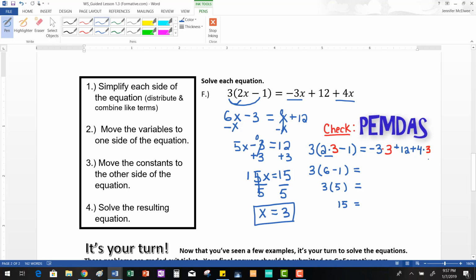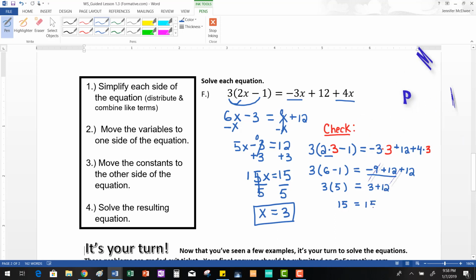All right, so let's simplify on the right-hand side. Again, there's addition and multiplication going on. Order of operations says I need to multiply first. So negative 3 times 3 gives me negative 9. I'm going to bring down that plus 12, and at the same time, I'm going to do the 4 times 3. So 4 times 3 also gives me 12. I'm going to write plus 12 here. From here, I'm just going to work from left to right. So I have negative 9 plus 12. That gives me 3. And 3 plus 12 gives me 15. So I know that my answer is correct because when I substitute it into my equation, I get a true statement in the end.